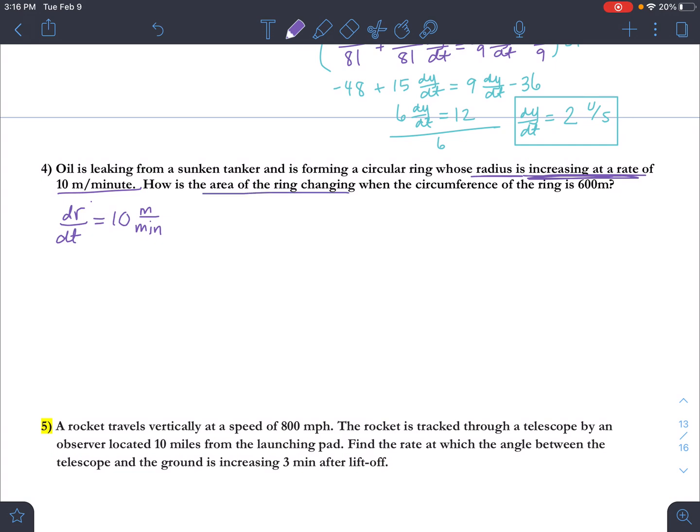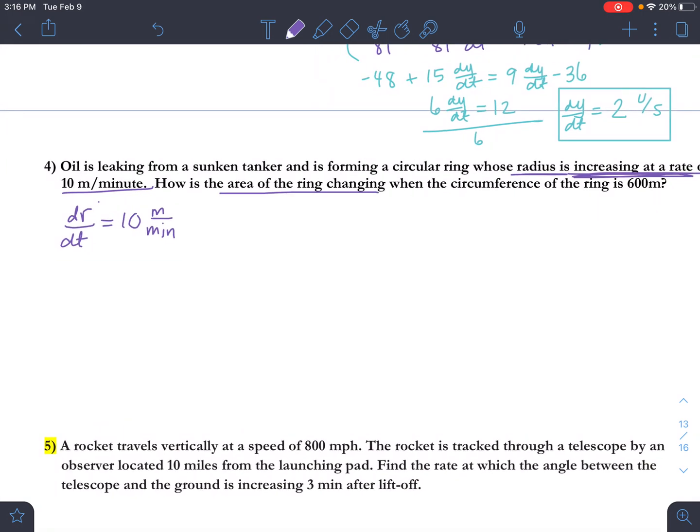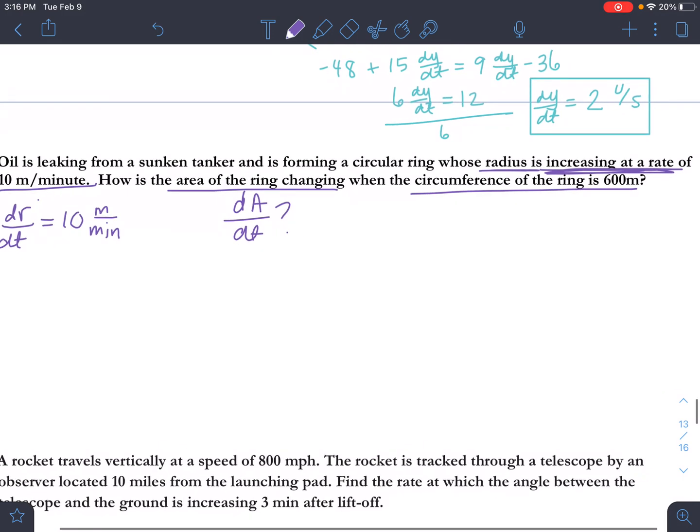So you guys can probably picture this, right? So think there's something leaking out of the boat, there's oil leaking out, and it's kind of expanding in a circle in the ocean. So that's what we're talking about here. What rate is that area expanding if we know the radius is expanding at this rate, 10 meters per minute? So what is dA/dt is really what we're wondering. Okay, when the circumference of the ring is 600, so that's very specific. It gives us basically what the radius is.